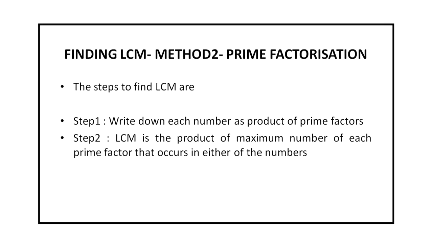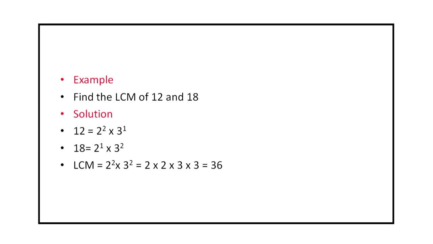Finding LCM, the second method is called the prime factorization method. The steps here are: step number one, write down each number as a product of prime factors, as we did in HCF. Step number two, LCM is the product of the maximum power of each prime factor that occurs in either of the numbers. Let's do it with the help of an example. Find the LCM of 12 and 18.